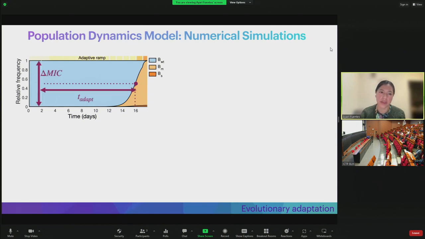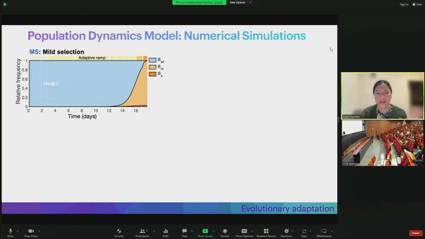Now, we are going to define what we are going to call the rate of adaptation, which is how fast they adapt to the antibiotic. It's just going to be the delta MIC. MIC is the minimal inhibitory concentration, which is the concentration at which we don't see growth anymore. And this is going to be divided by 2 times the time of adaptation of this MIC that we are getting. And as I already told you, this is the case where the increase of the antibiotic is not very high.